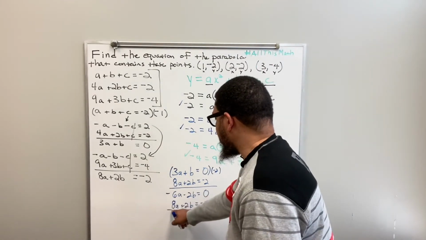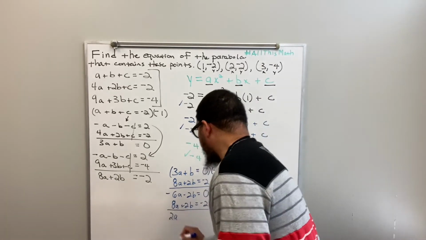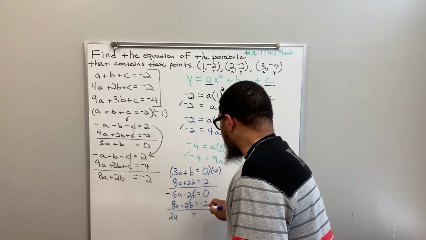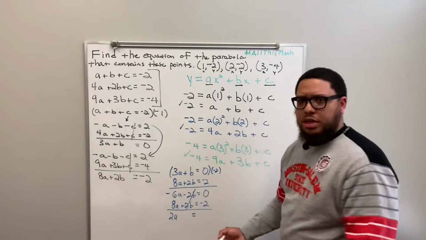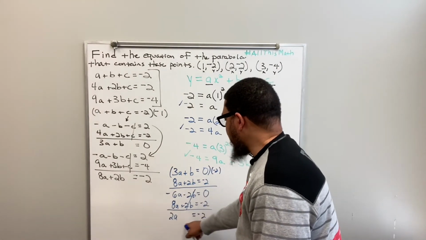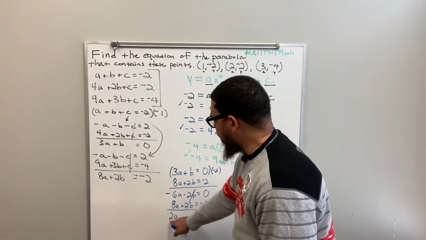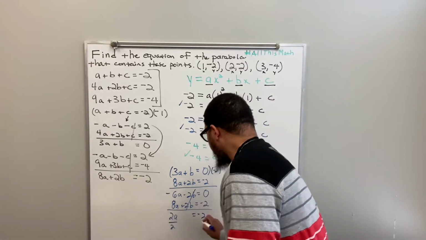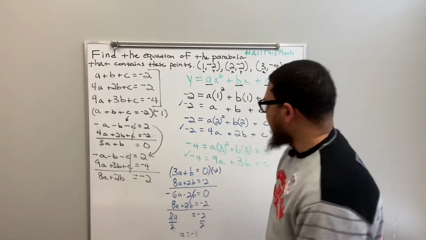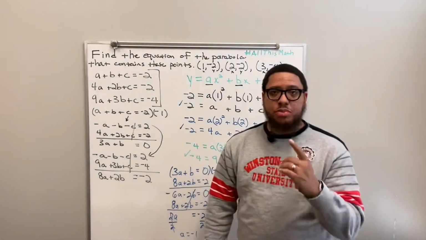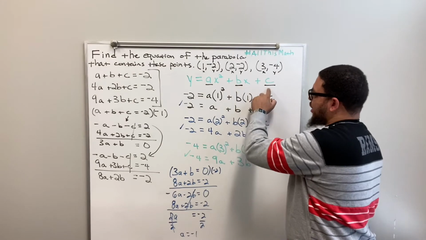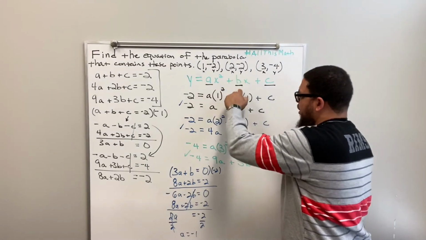So negative 6a plus 8a is 2a. The negative 2b plus 2b, 0. 0 plus negative 2, or 0 minus 2, however you want to look at it, is negative 2. Now, how do I solve for a now? 2a equals negative 2. Divide by 2 on the left, divide by 2 on the right. So we got a equals negative 1. I got one of my 3 variables. I know what the a is now. Now I need to know what the b and the c is.